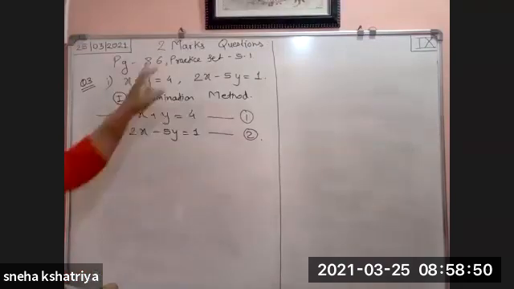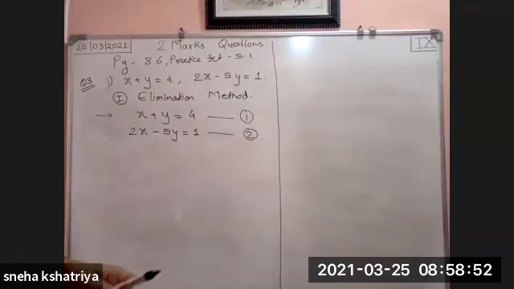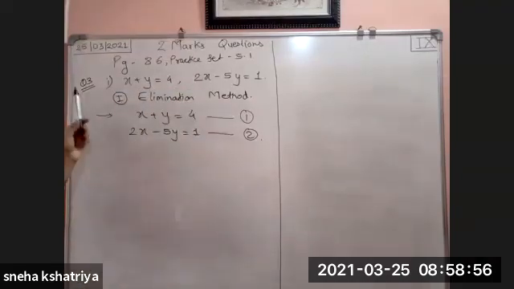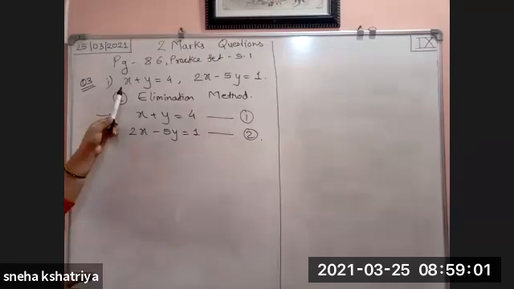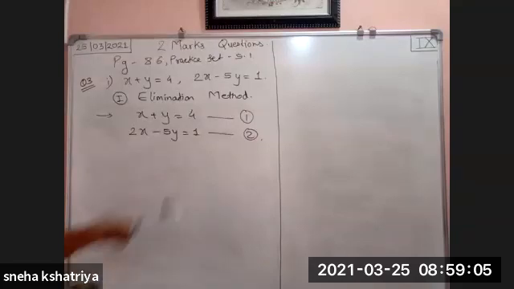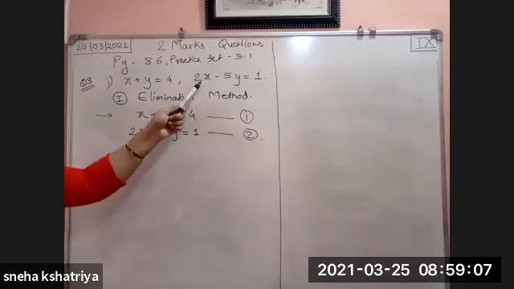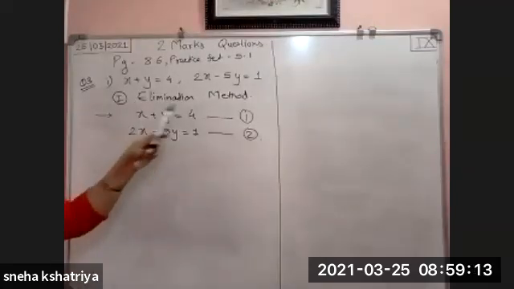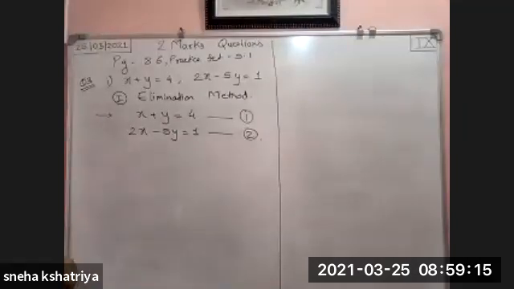Today we are going to see a 2 marks question. Your page number 86, practice set 5.1, question third, first example we are going to see here. That first example is x plus y is equal to 4 and 2x minus 5y is equal to 1.